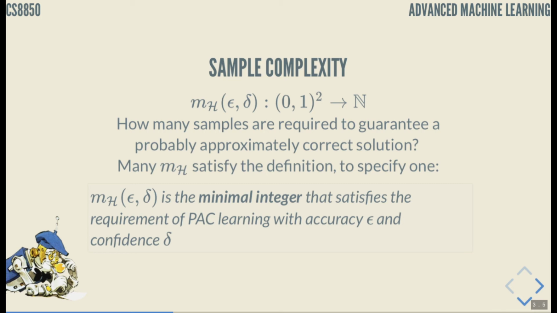So sample complexity is the minimal integer. Sample complexity is the minimal integer that satisfies the requirement of PAC learning with accuracy epsilon and confidence delta. How's that for a definition? What would sample complexity be for finite hypothesis classes? Think about it before we go to the next slide.